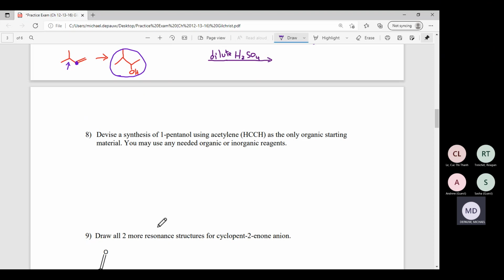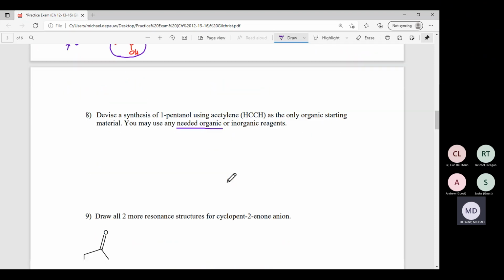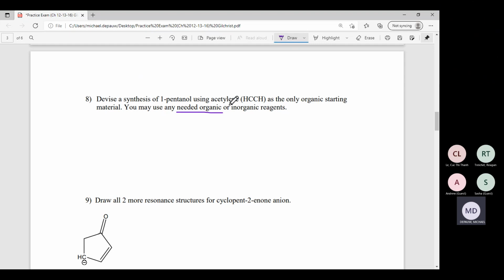All right. So now let's go ahead and jump into 8. Now, I'm actually not sure what your professor really means by this particular problem, because this is from one of her practice tests, or one of her tests she actually gave. It says, devise the synthesis of 1-pentanol using acetylene as the only organic starting material. But then she says, you may use any needed organic or inorganic reagents. Well, if I can use any organic or inorganic reagents, does that mean that I can just do this? I mean, there's a couple different things you could do.